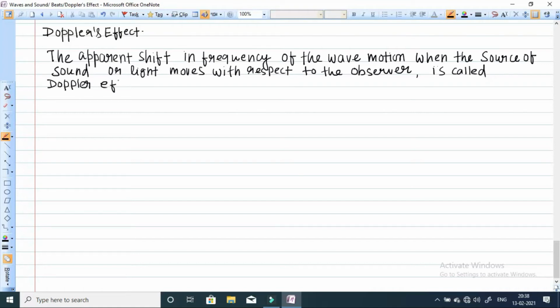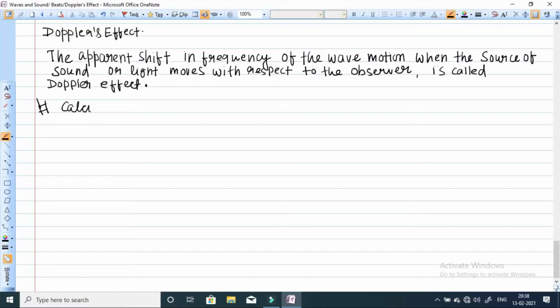So basically when there is a relative motion between the source of sound or wave and the observer, the frequency that will be heard by the observer will be different from the actual frequency, and this effect is known as Doppler's effect. Now we are going to calculate the apparent frequency, the frequency that is received by the observer, in different situations.